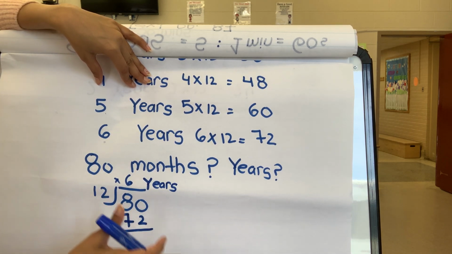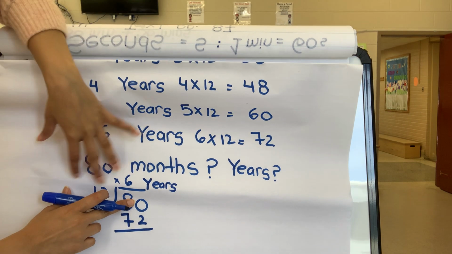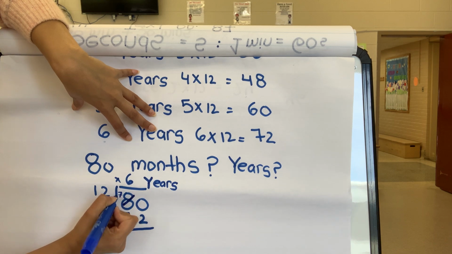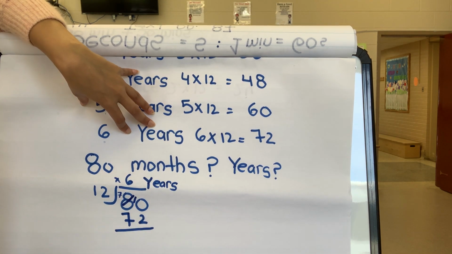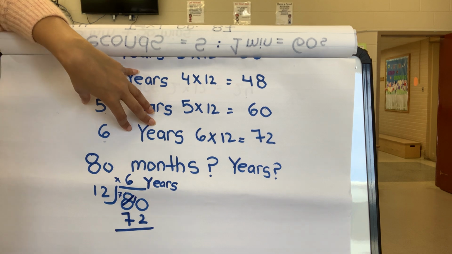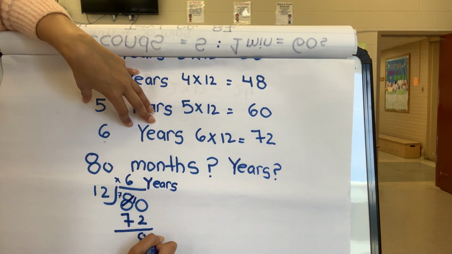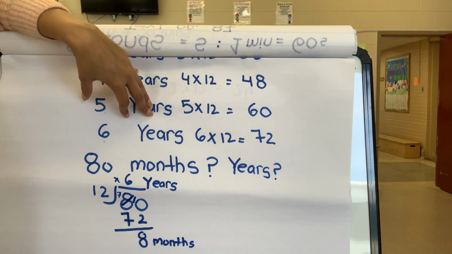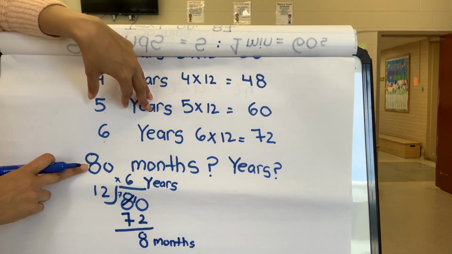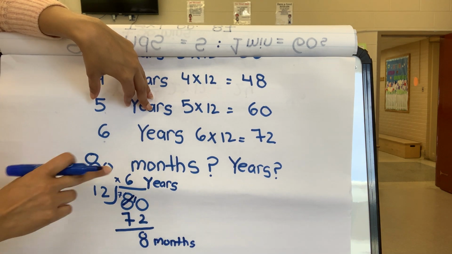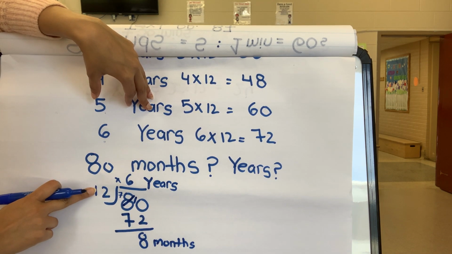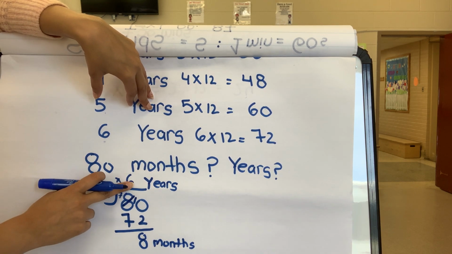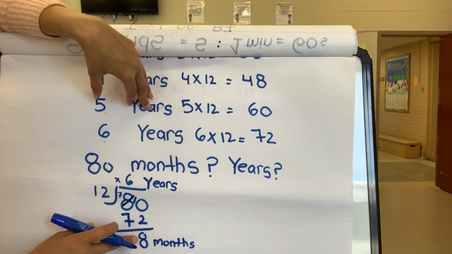So I'm not done yet, I'm going to subtract. I have 0 here, and I cannot subtract, so I'm going to borrow. This becomes a 7, this becomes a 10, right? So 10 take away 2 is 8. This is my remaining months. So if I give you 80 months, you're going to divide. If you're given months, you're going to divide by 12. And I found out that 80 months equals 6 years and 8 months.